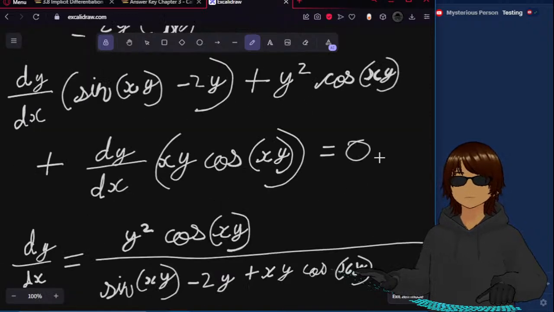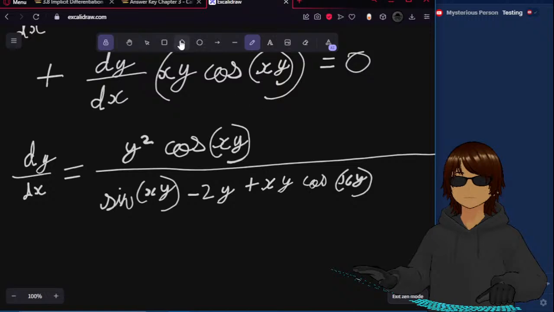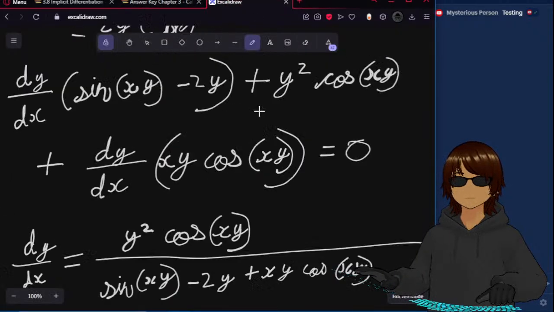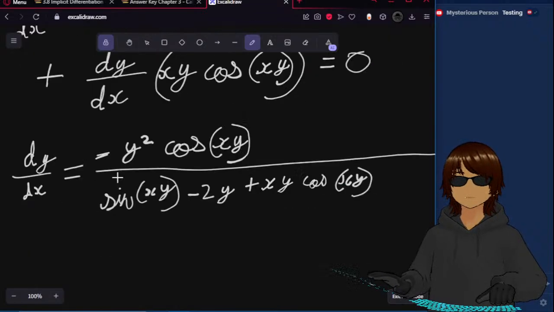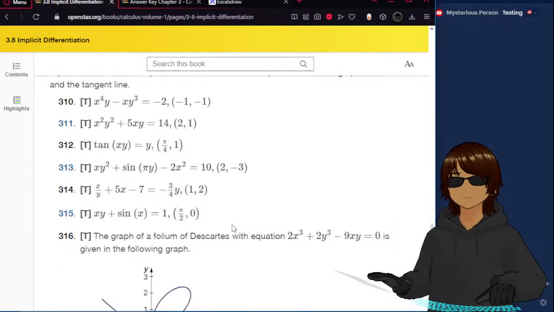This is the answer I'm getting. Oops, this is minus. If this is minus, then signs here will be flipped. So 2y minus sine xy minus xy cos xy. Yeah, this is correct.